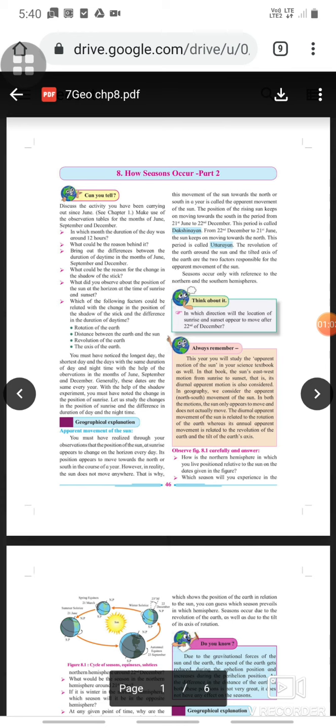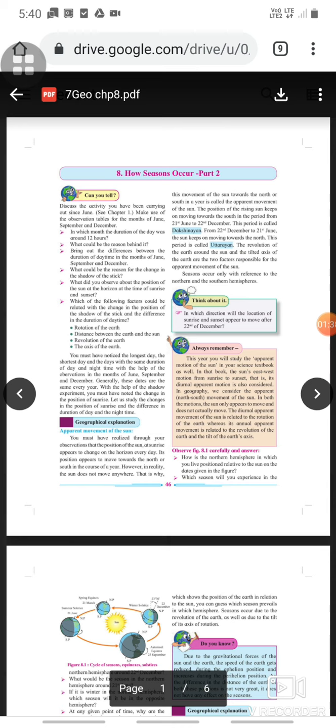What could be the reason for the change in the shadow of the stick? If you remember, we had a stick activity too. What did you observe about the position of the sun at the horizon at the times of sunrise and sunset? And which of the following factors could be related with the change in the position of the shadow of the stick and the difference in the duration of daytime? Rotation of Earth, distance between the Earth and the Sun, revolution of the Earth, and the axis of the Earth.